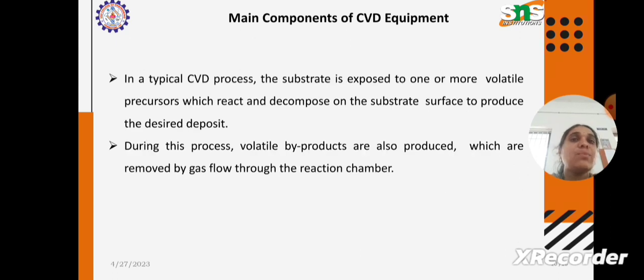In a typical CVD process, the substrate is exposed to one or more volatile precursors which react and decompose on the substrate surface to produce the desired product.